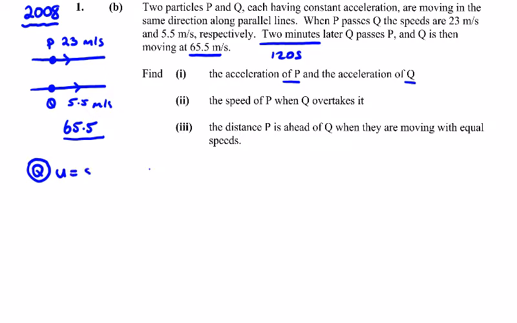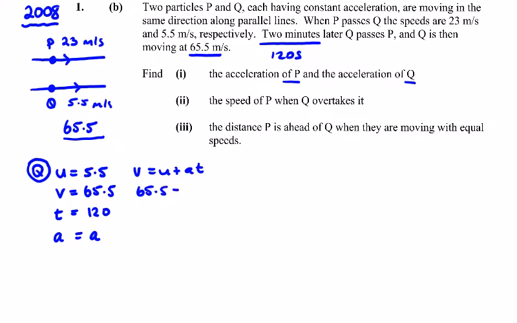We have U is 5.5, and then at another point its speed is 65.5, and in this time period of 120 seconds it has obviously had some acceleration. So now we can work out the acceleration. V is equal to U plus AT. 65.5 is equal to 5.5 plus 120A. So that's 60 over 120, works out nice and tidy, equals A. A is equal to 0.5 ms to the minus 2.